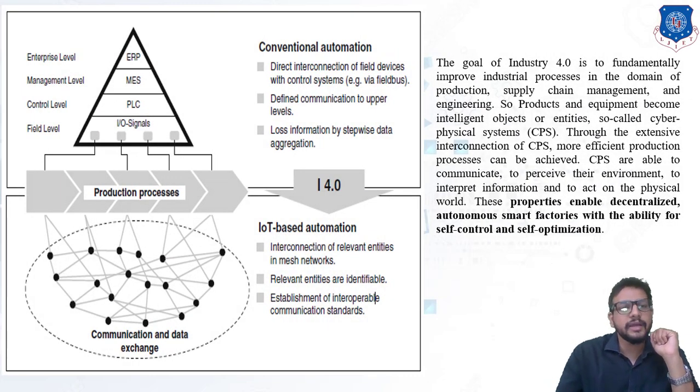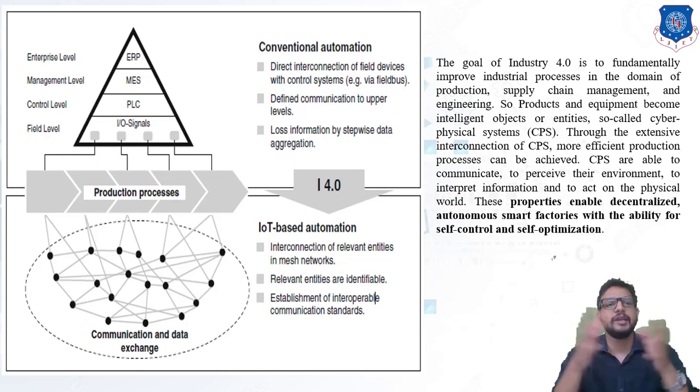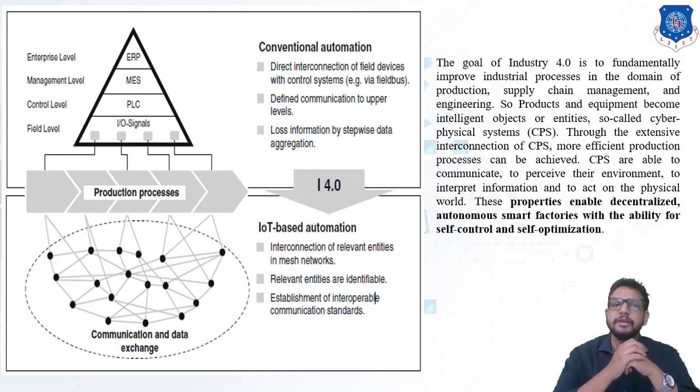Now over here you can see the first is conventional automation. An automation pyramid is shown, and on the bottom side it represents a production process in which communication and data exchange is shown, that is IoT based automation. Conventional automation is basically an automation pyramid, in which you can see the field level, then control level, management level, and enterprise level. In the field level, that is IoT signals, sensors are provided.